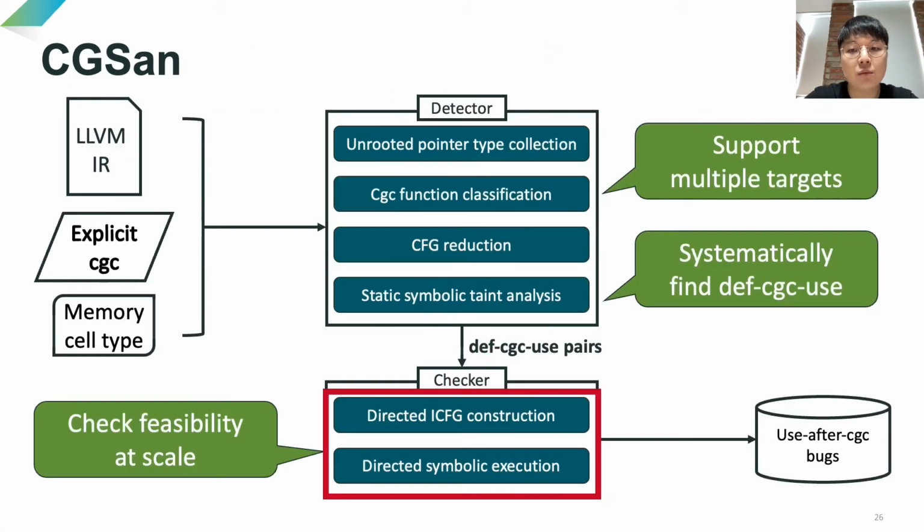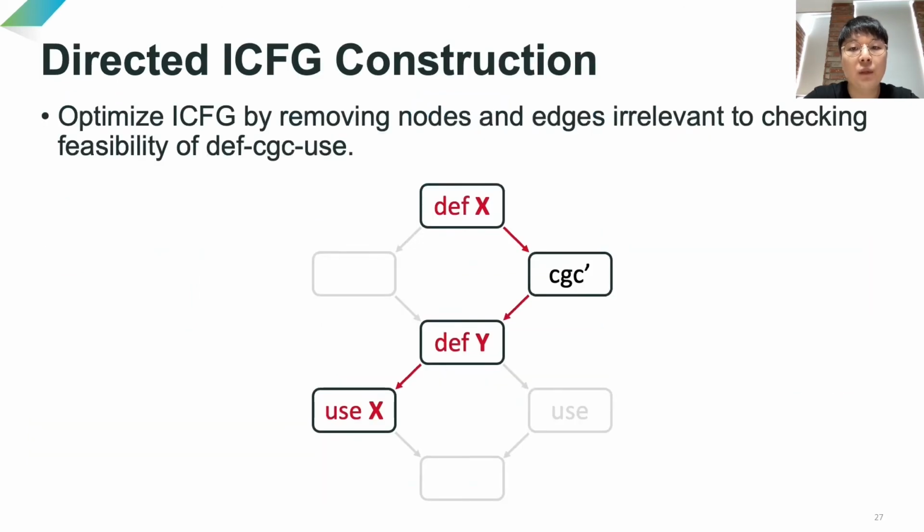Next, the checker module checks whether the detected def-CC use pair has a feasible path or not. Before diving into the directed symbolic execution, the checker module constructs the directed interprocedural control flow graph. It optimizes the ICFG by removing nodes and edges irrelevant to checking feasibility of the def-CC use pair.